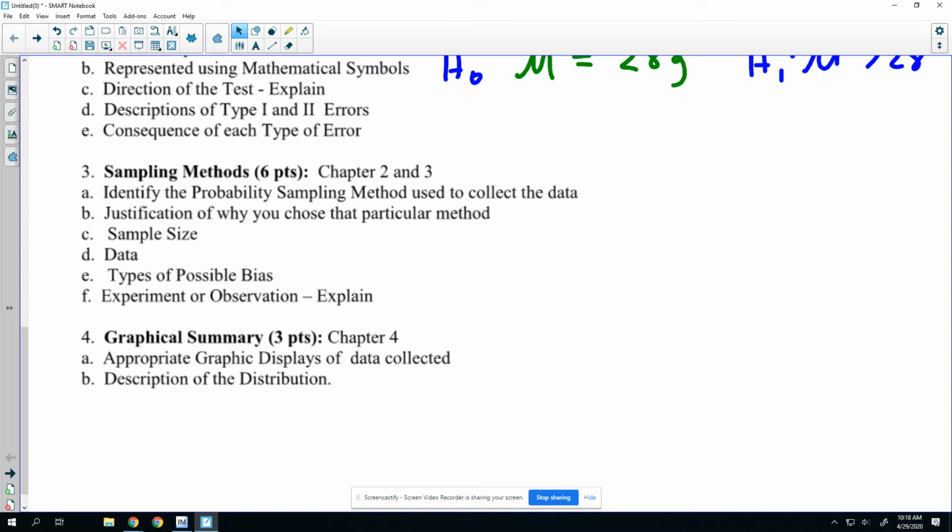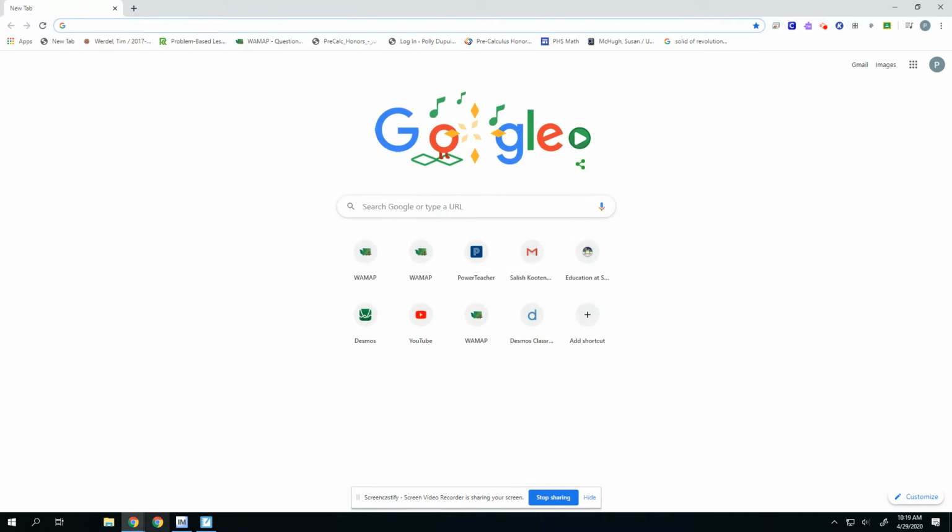Sample size. Many of you did not put a symbol. That is part of the directions. You have to use symbols. So if I'm looking at the sample size, I can find that in lecture 2. So let me just go to lecture 2 and let's see what lecture 2 looks like to see if I can find that sample size.